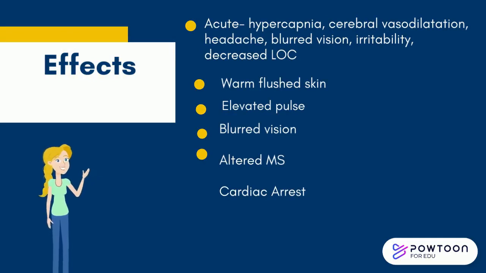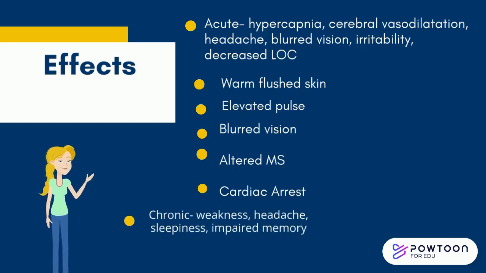With acute, you can see that the effects are a little bit more clear, they stand out a little bit more, versus chronic, they're a little bit more vague. The difference is, with chronic acidosis, the renal system has had a chance to try to kick in and compensate.